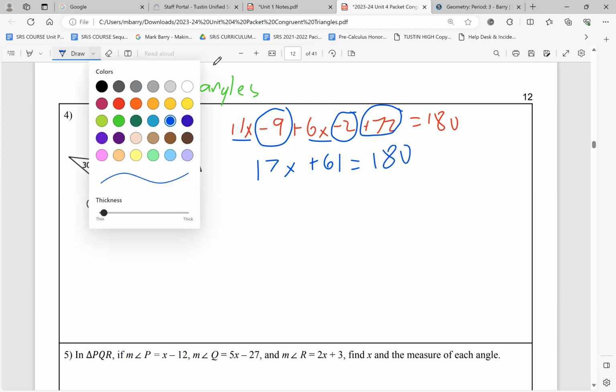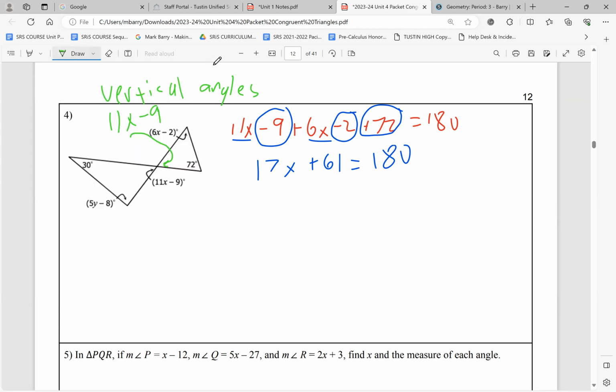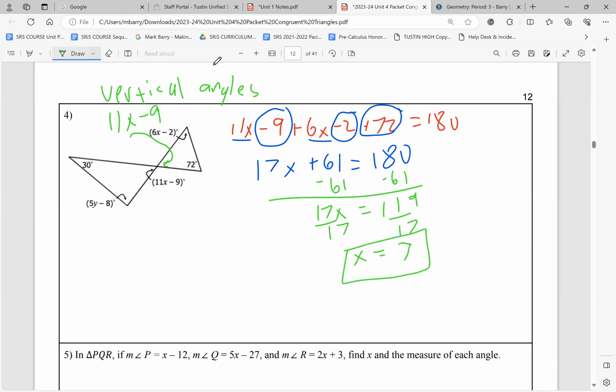All right, now we will subtract 61 from both sides. So 17x equals 119. Divide by 17. All right, so 119 divided by 17, and I needed to use a calculator for that. I got x equals 7. So that is going to be good for us. X equals 7. All right, so that's good for finding x, but now we do need to still find y. We'll do that in a minute here.